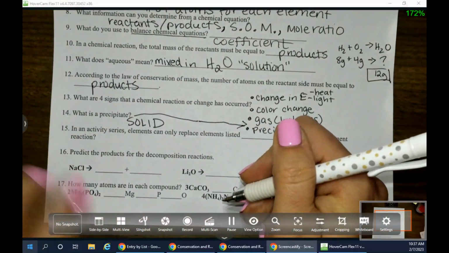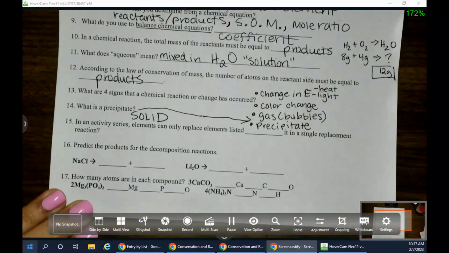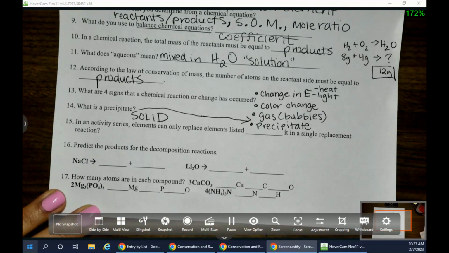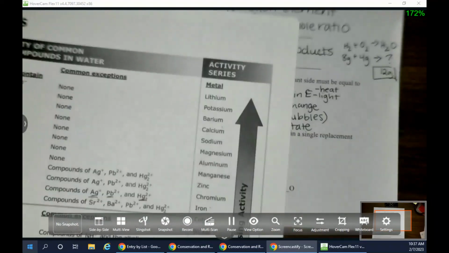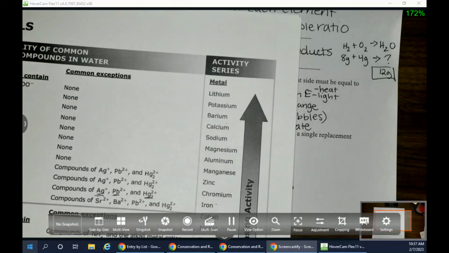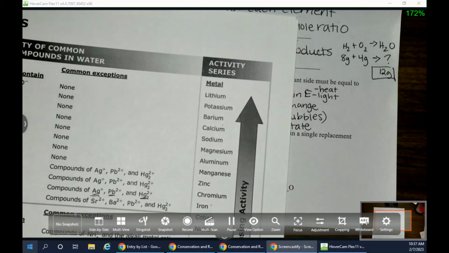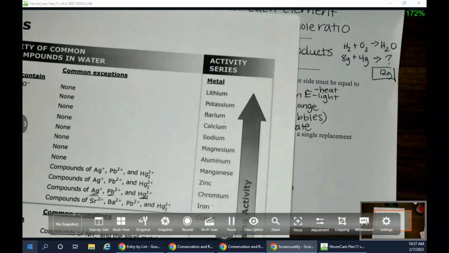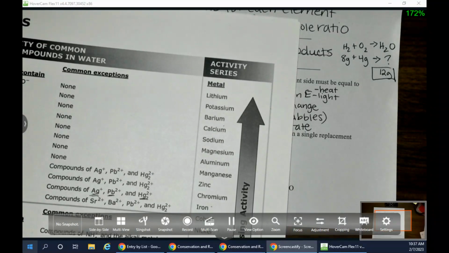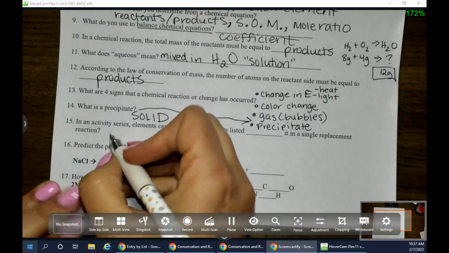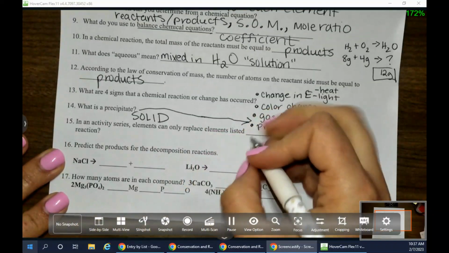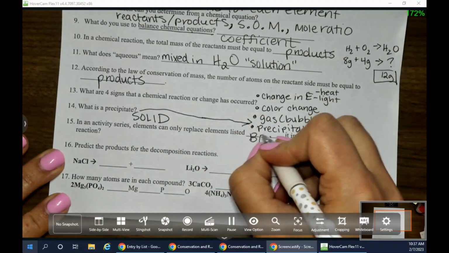In an activity series, where is your activity series, by the way? It's in your periodic table. If you open it up, you have activity series right there. What's the big rule? Who can you only replace? Somebody below you. You can't replace anybody above you, right? So, in an activity series, elements can only replace elements listed below.